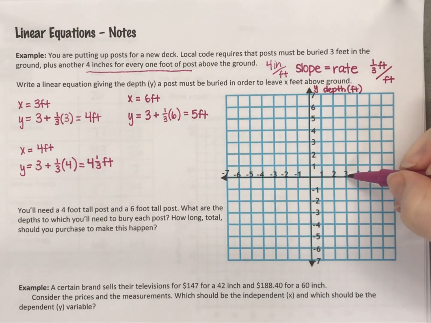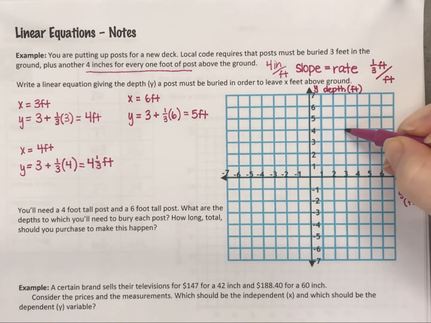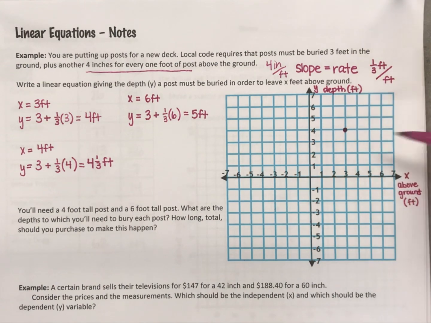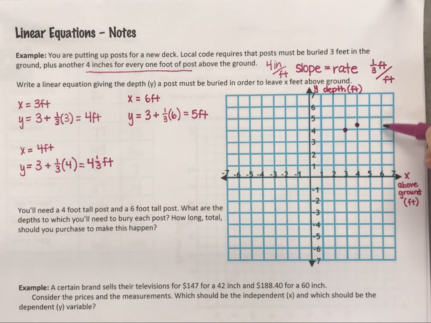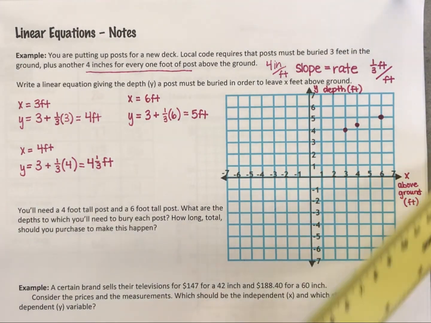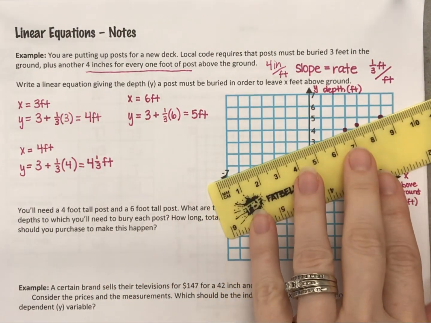I figured out that a 3-foot post would have to be buried 4 feet deep. And a 4-foot post would have to be buried 4 1/3 of a foot deep. 6-foot post, 5 feet deep. And it is looking nice and linear. Might as well draw that line.